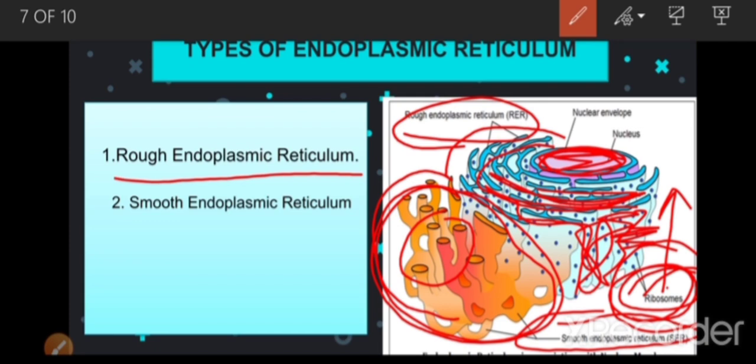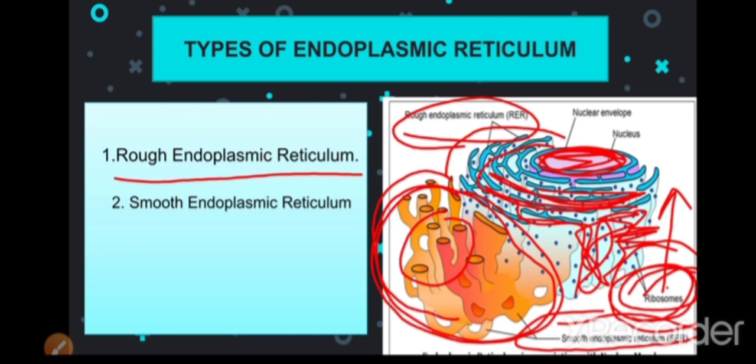And remember, the lipids and the proteins synthesized by the endoplasmic reticulum are used for the synthesis of the plasma membrane. We have learned the composition of the plasma membrane. It is made up of lipids and proteins, and these are synthesized by the rough endoplasmic reticulum, or in general we can say by the endoplasmic reticulum, both smooth as well as rough.